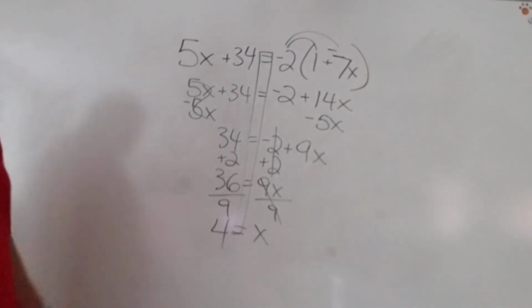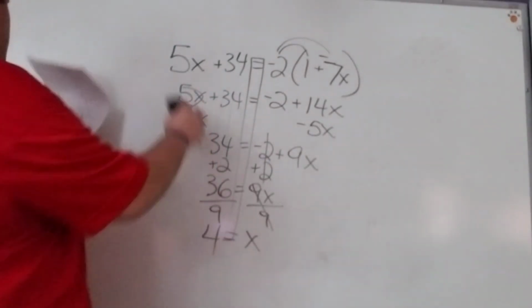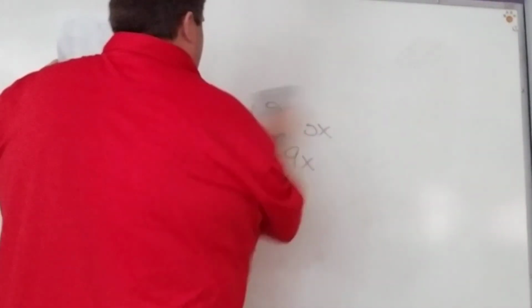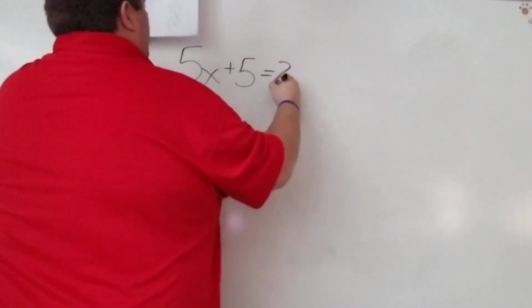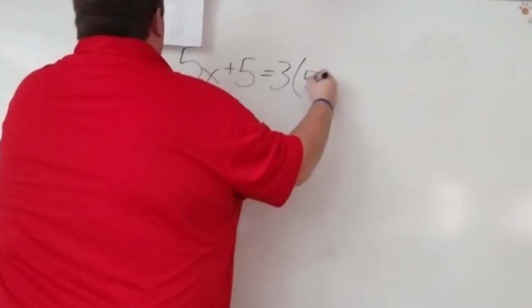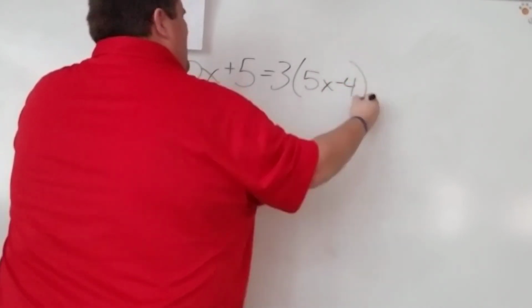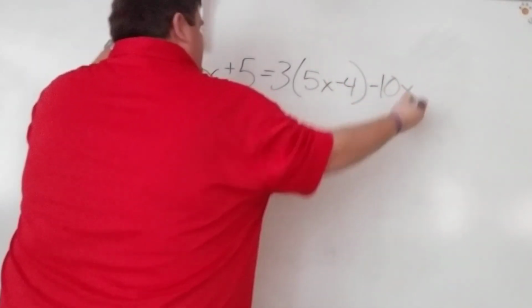Awesome. 4 more to go. Number 15. Let's see, we got 5x + 5 = 3(5x - 4) - 10x. All right.